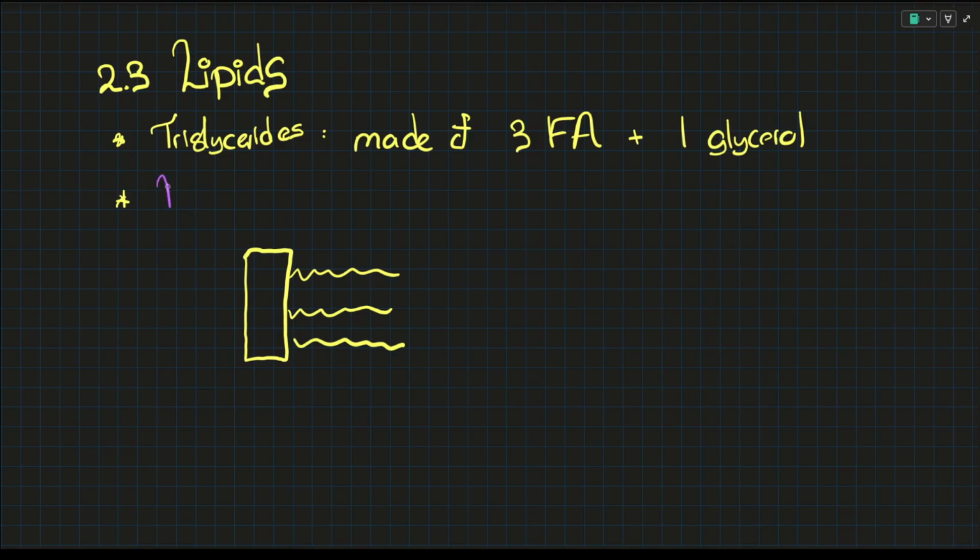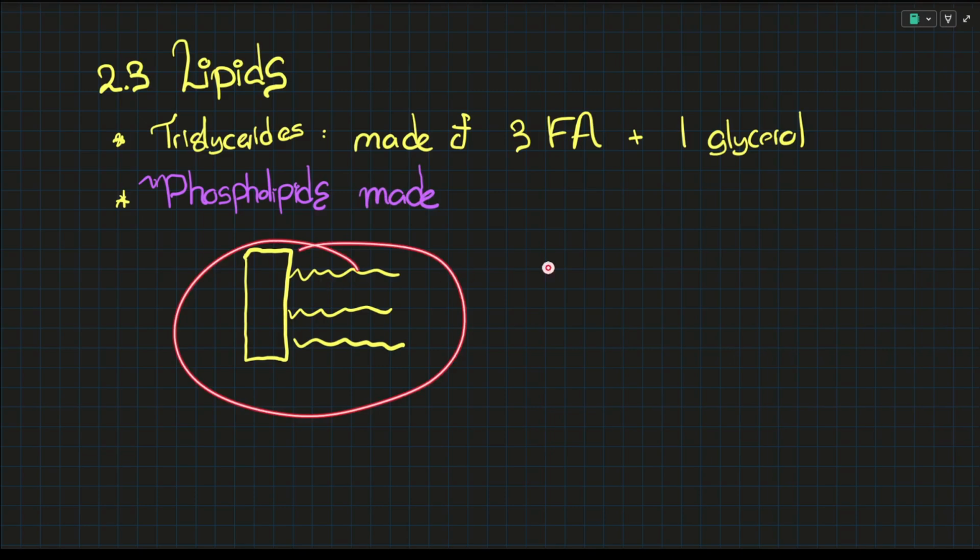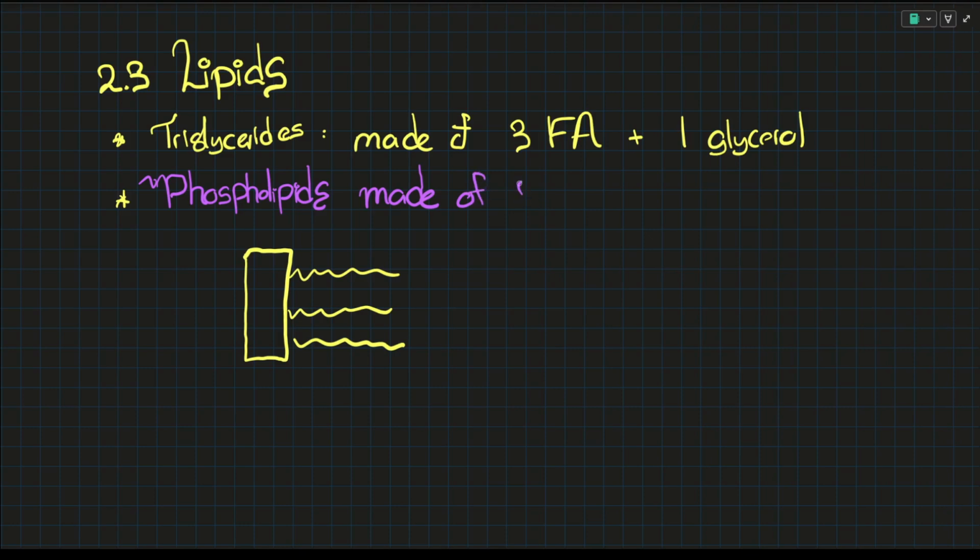Then you have another form of lipids known as phospholipids. You might have heard of the phospholipid bilayer previously. The thing with phospholipids is it's very similar to the triglyceride. There's a small change. They are made up of only two fatty acids.